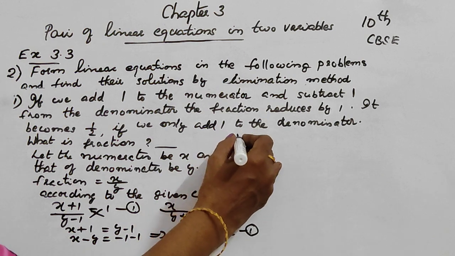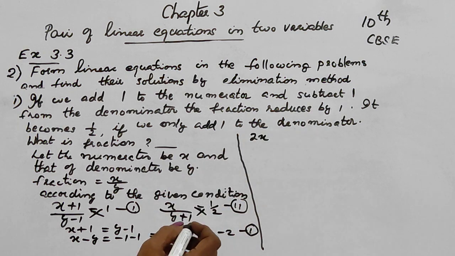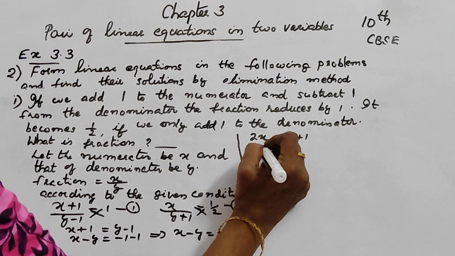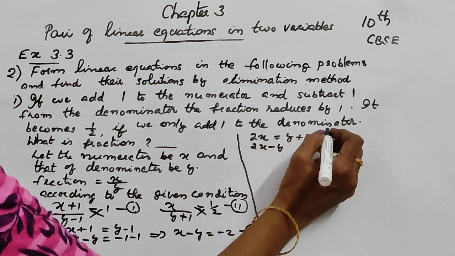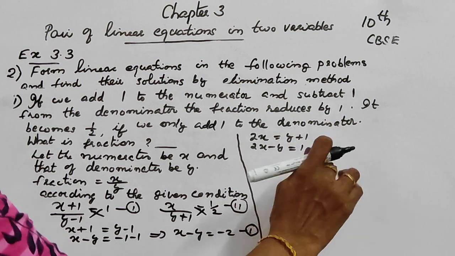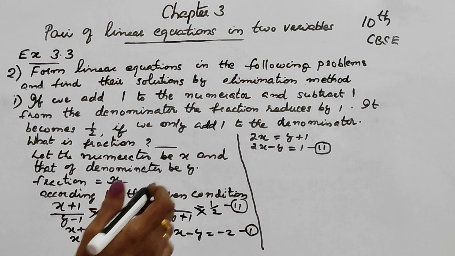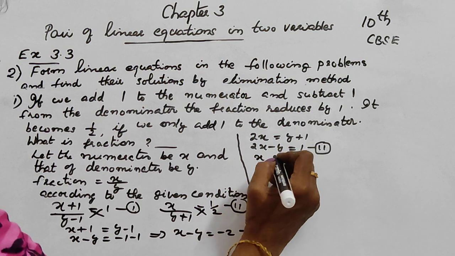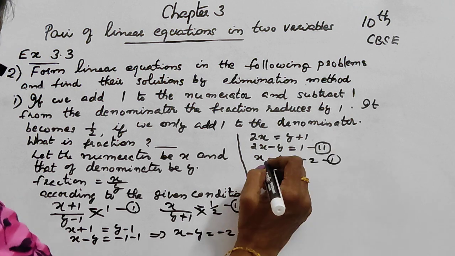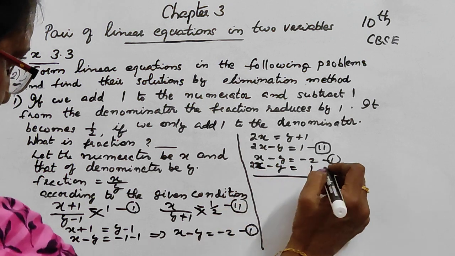Now we can simplify the second equation. Cross multiplication: 2 into x, 2x equals y plus 1. Bring y to this side, it becomes minus y. So 2x minus y equals 1. This is the second equation. Now solving the first and second equations, we get the values of x and y. Writing the first equation, x minus y is equal to minus 2. Second, 2x minus y is equal to 1.